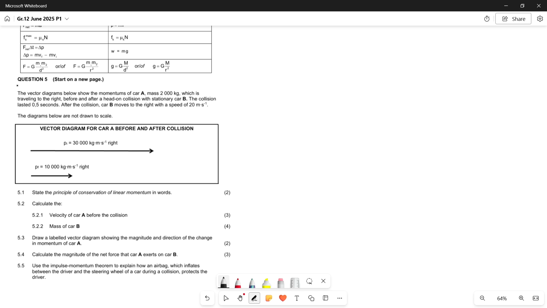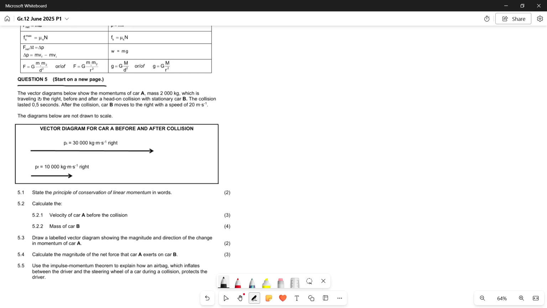Hey, grade 12s. Cool. So if momentum is getting a bit tricky at this stage, we're about to break down question 5 of the Physics June 2025 paper. We're going to see the whole structure of a question like this, see the application of momentum, as well as some vector diagrams and change in momentum, i.e. impulse. So let's jump right in.